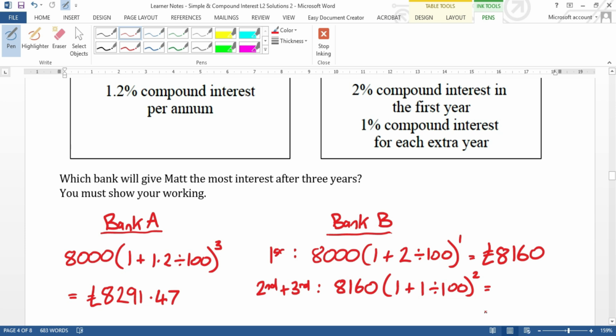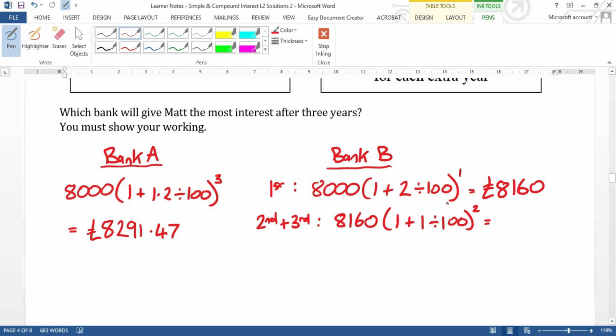So 8160, open brackets, 1 plus 1 divided by 100 to the power 2. That gives me, oh yeah, that's pretty good, £8,324 and 2 pence to the nearest pence. So yeah, they're pretty close in value. Obviously, for my answer, which bank will give Matt the most interest? Well, definitely Bank B.